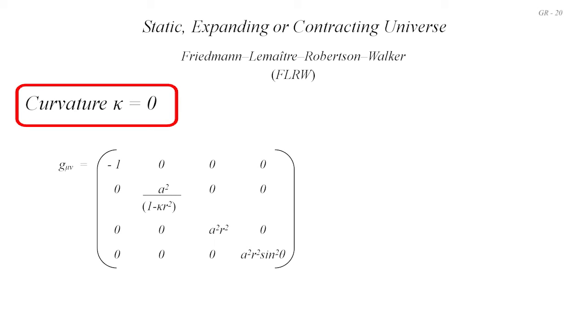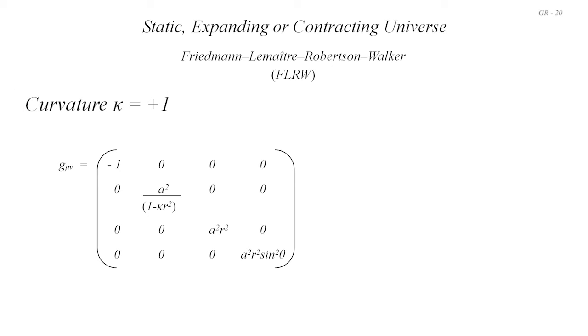Secondly, what about if kappa is equal to +1? Well, in a case like that, we say that the space being measured has positive curvature, and this would mean that the angles of a triangle in this case would add up to greater than 180 degrees. It would also mean that parallel lines would converge.